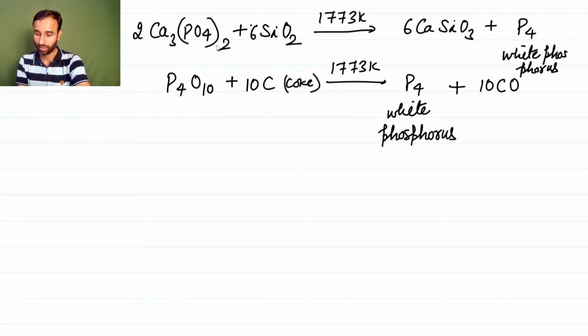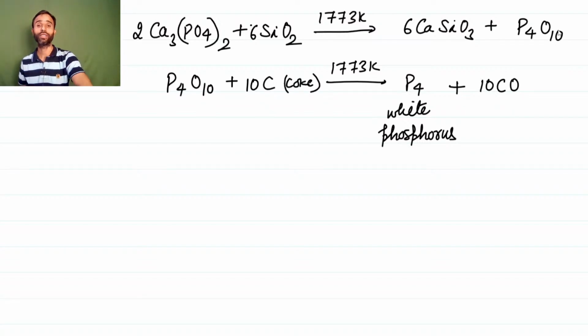6, right? So is it balanced? Oh, that means in first case we get P4O10 because calcium phosphate first reacts with silica, sand at 1773 Kelvin. So we get P4O10. Then P4O10 is reduced by coke at the same temperature to get white phosphorus along with carbon monoxide. So this is the method of preparation of white phosphorus.